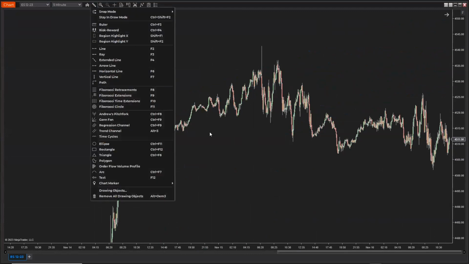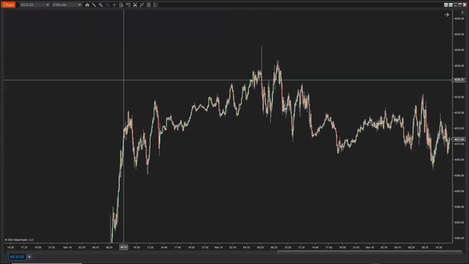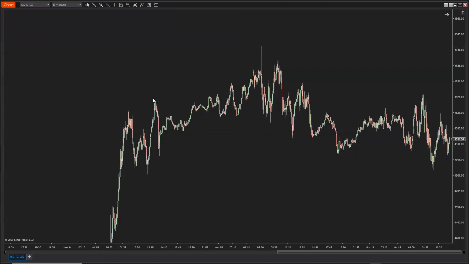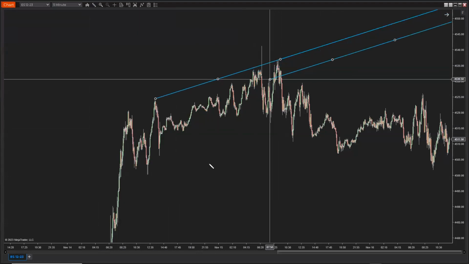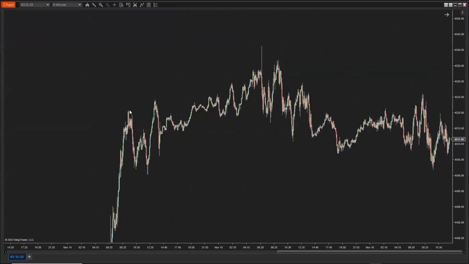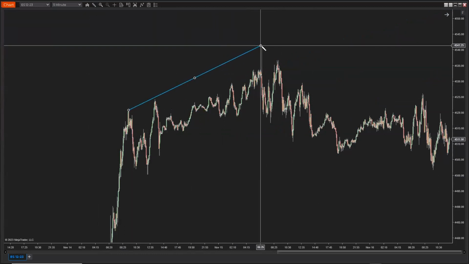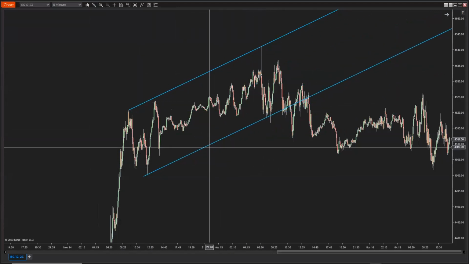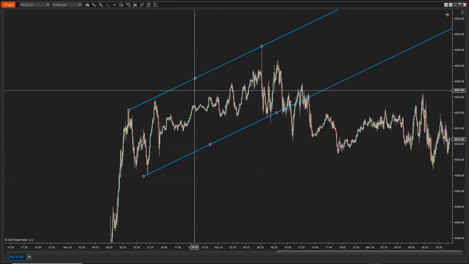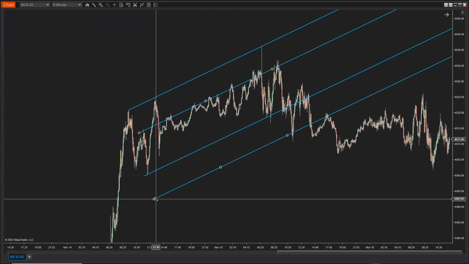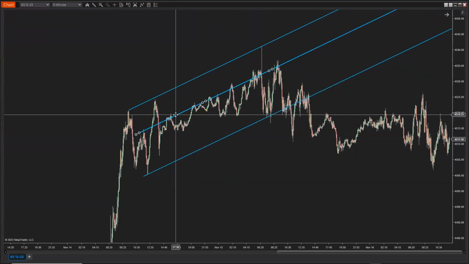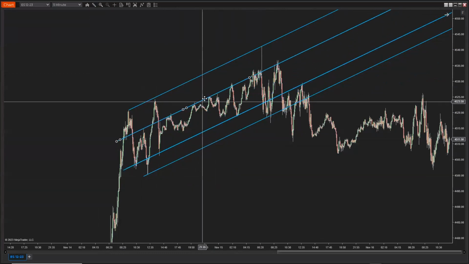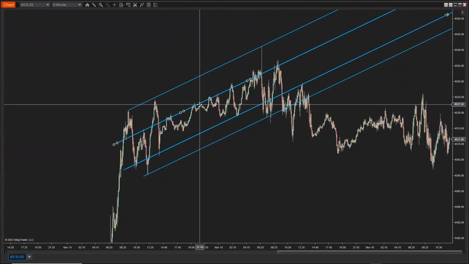But let's use the same concept to find another channel, okay? Because maybe that's not the best way to draw the channel. That might be the obvious one for a lot of people. But instead of this, let's draw from this high to the ultimate high. I'll create the sliding parallel. And you can see right away that it lines up beautifully, okay?